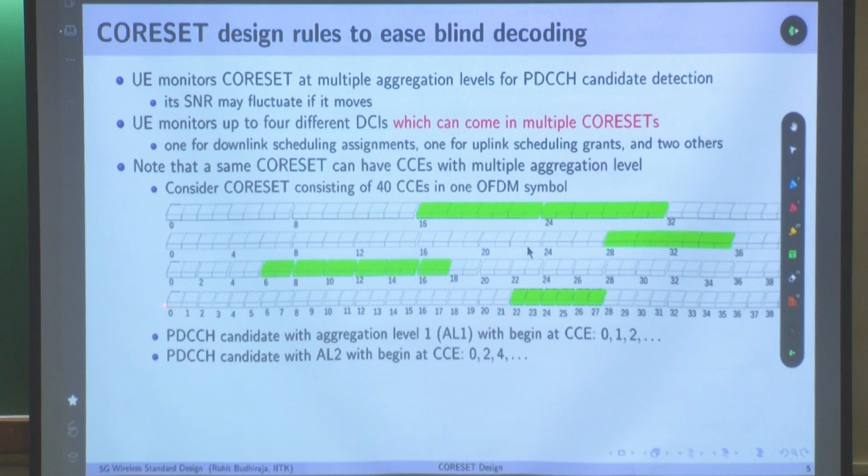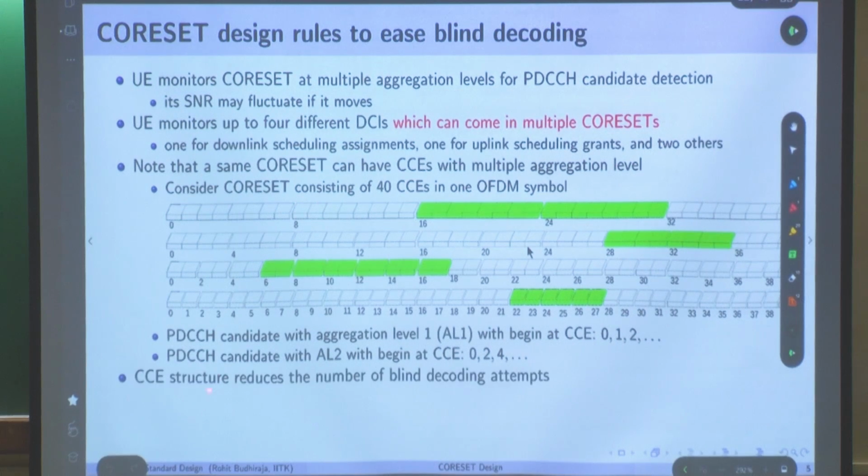Because at aggregation level 1 you are not aggregating any CCE, you can begin from any location. At aggregation level 2, you are aggregating 2 CCEs, so you will begin at every even location. That is the point I made earlier: a candidate at aggregation level 2 cannot begin from here, it will begin only at even locations. Similarly, aggregation level 4 will begin at every 4th location, and so on for aggregation level 8. And why are you imposing this restriction? Why are you not beginning from here for aggregation level 2?